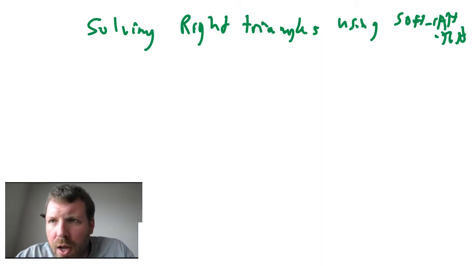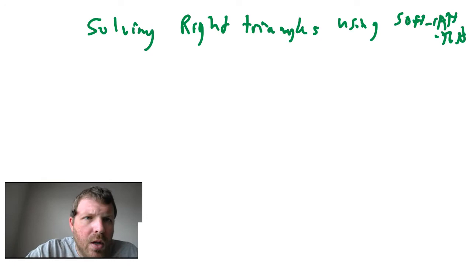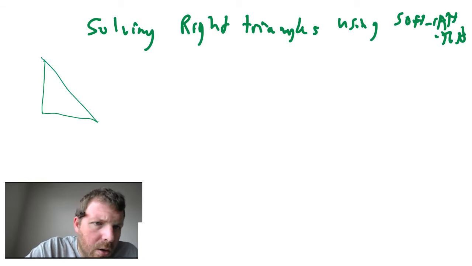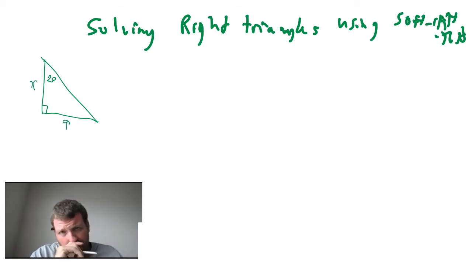So solving right triangles using SOHCAHTOA. Okay, so let's look at a sample problem here. Let's put 20 degrees here. We have a right angle there, 9, and let's put x here. I'm trying to find x.